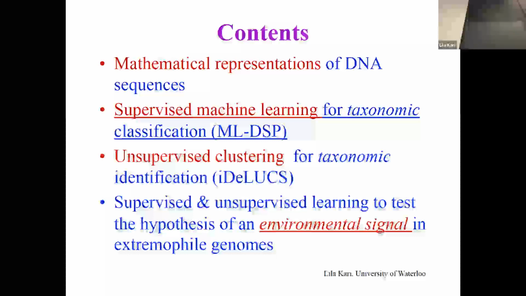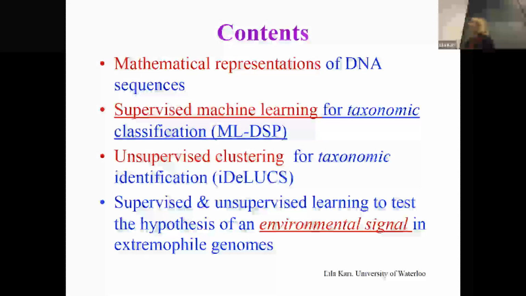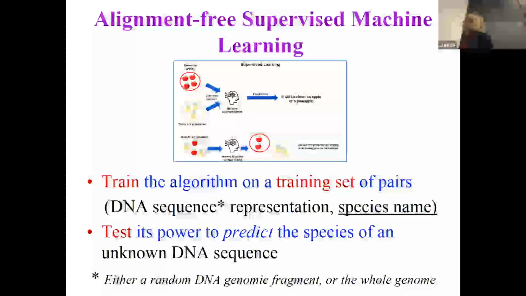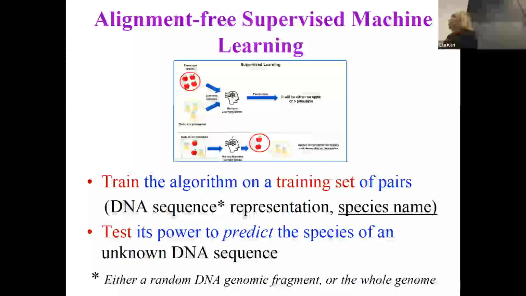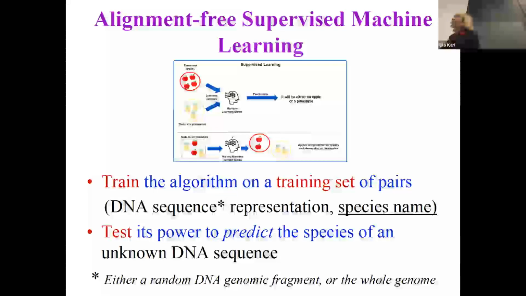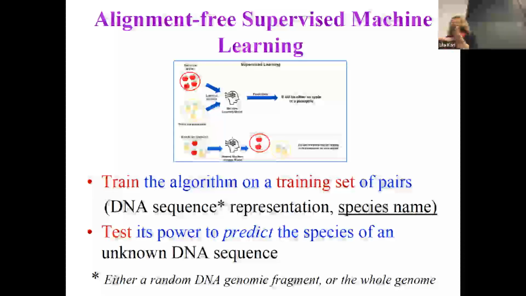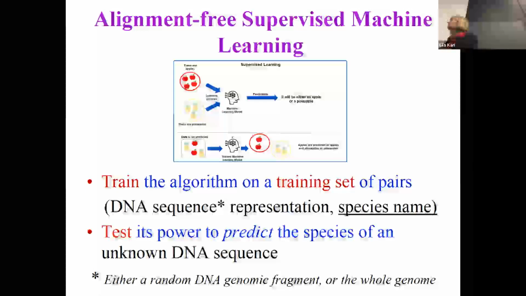So enter machine learning. Instead of just visualizing, we started to use supervised machine learning, and then unsupervised clustering for taxonomic classification. Let me tell you first about the supervised machine learning part. We all know how supervised machine learning works. In our particular case, we train the algorithm on a training set of pairs, and for each pair, we have a DNA sequence or its representation and the species name. This sequence comes from a cow, this sequence comes from a bird, this sequence comes from a reptile, and so on. And we test the power to predict the species of an unknown DNA sequence after it was trained like that.